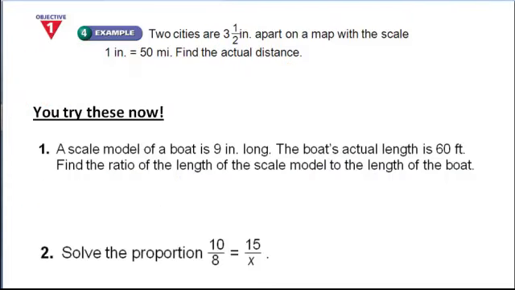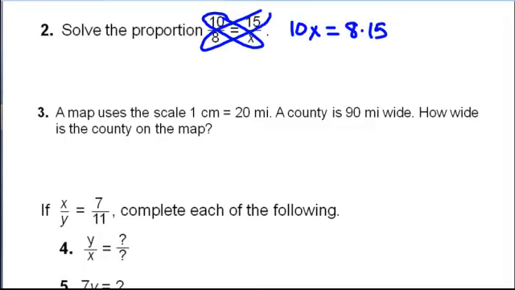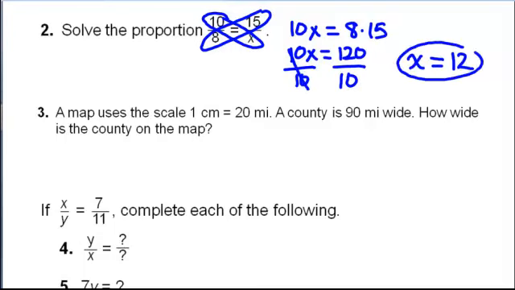Okay, a couple more problems. Clear this ink. Solving this proportion, we're going to cross multiply. 10x is equal to 8 times 15. So 10x is equal to 120. Divided by 10 on both sides gives us x equals 12.